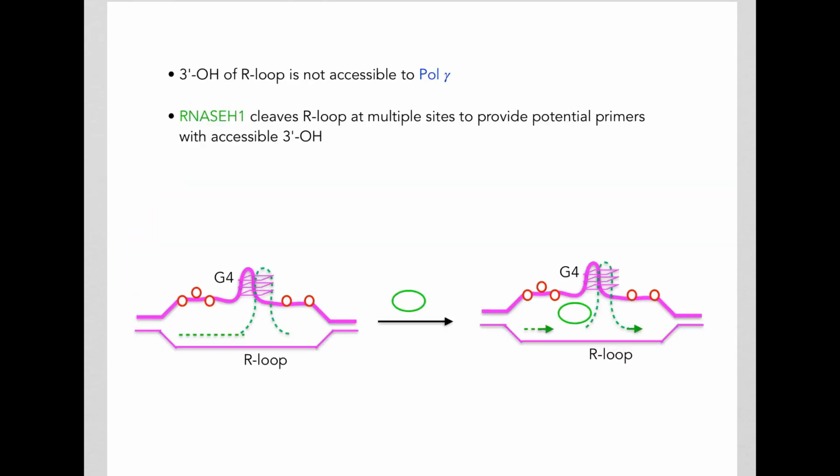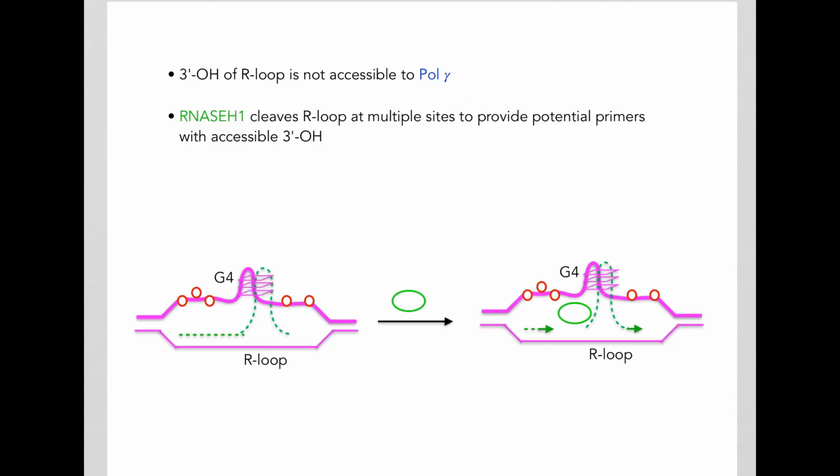Okay, so now we are ready for the DNA polymerase to start copying the light strand in order to give us the heavy strand. However, at this point in time, the 3' hydroxyl group of the R loop of this primer is not accessible to this DNA polymerase for mitochondria called DNA polymerase gamma.